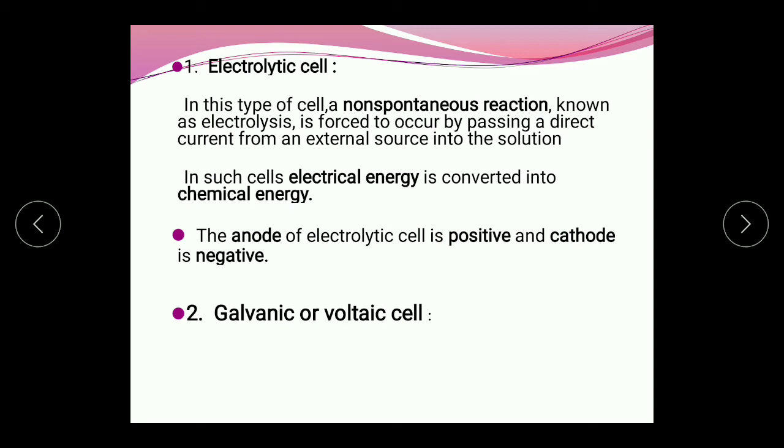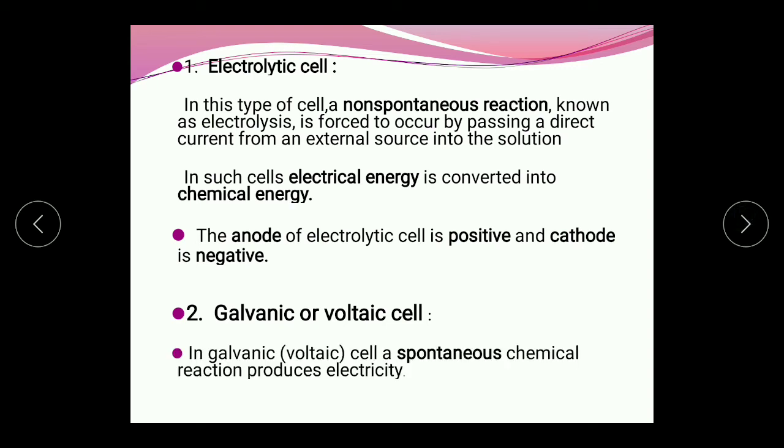Now, the second type, that is galvanic or voltaic cell. After the name of the scientist Volta, this name is given. So, galvanic or voltaic cell, where a spontaneous chemical reaction produces electricity. So what is a galvanic cell? Here, exactly opposite to that of an electrolytic cell, a spontaneous chemical reaction takes place and which produces electricity. In short, that means there is conversion of chemical energy into electrical energy, because we are carrying out a spontaneous redox reaction in a galvanic cell and which produces electrical energy. Hence, there is conversion of chemical into electrical energy.